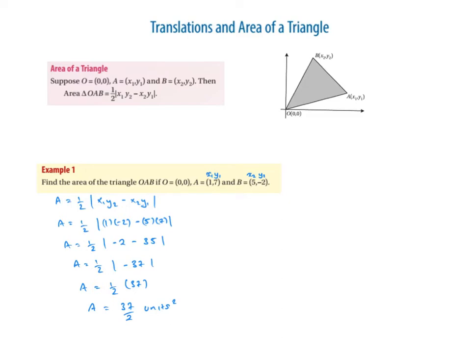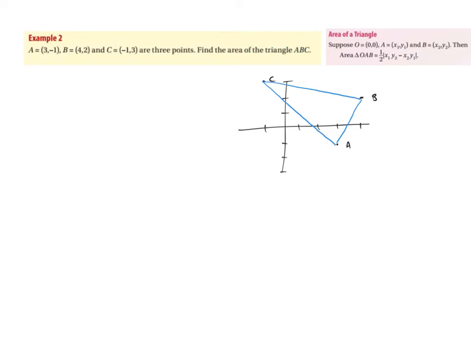So let's have a look at what happens if one of the points isn't 0, 0. So here, example 2, we've been told that A is equal to 3, minus 1, B is equal to 4, 2, and C is equal to minus 1, 3. And we've been asked to find the area of the triangle ABC.